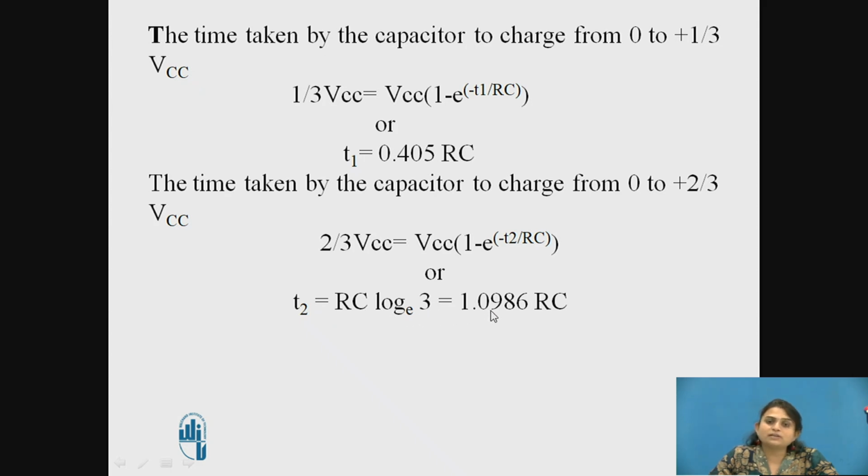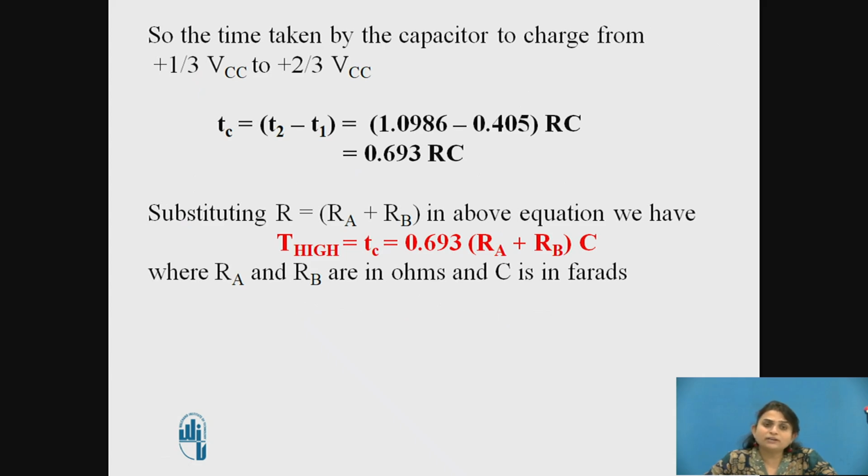which is equal to 1.0986 RC. So, here the time taken by the capacitor to charge from 1/3 VCC to 2/3 VCC is the difference between T2 and T1. So, Tc is equal to T2 minus T1. We put both the values of T2 and T1 here, and after calculating we get the value 0.693 RC. So, here the charging time Tc is equal to 0.693 RC.